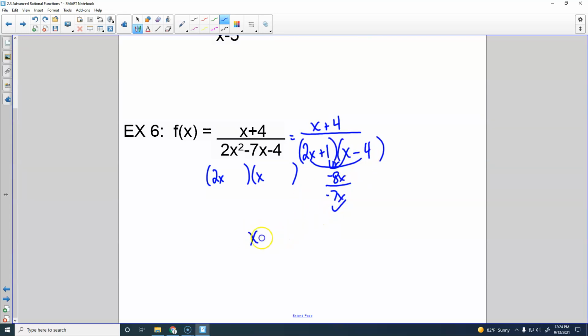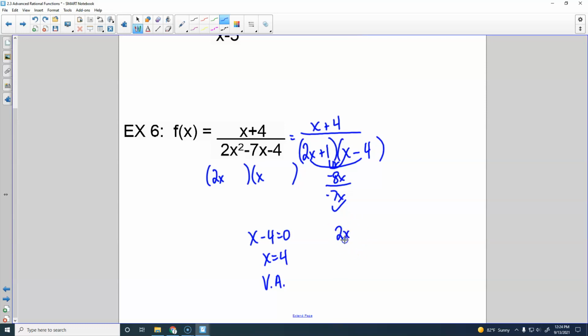Good. So we were doing x minus 4 is equal to 0, and that ends up being x equals 4. And is that going to be a hole or a vertical asymptote? Vertical asymptote. Good. All right, where else do we have a discontinuity?